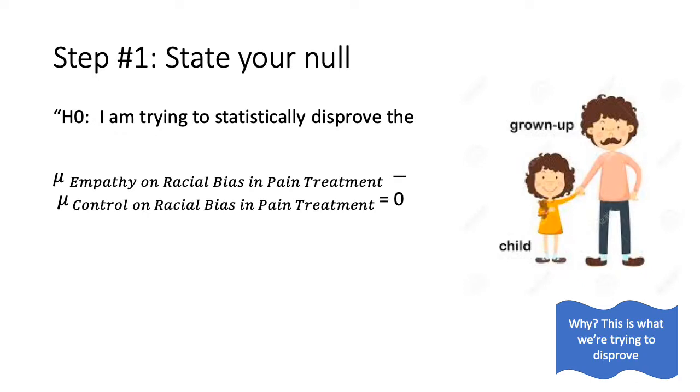Our first step is to state your null. And I'm just simplifying it. You now understand what the null is. You proved that to me in class, so we just have to state it one way. I am trying to statistically disprove that the population mean from condition 1 minus the population mean from condition 2 equals 0.